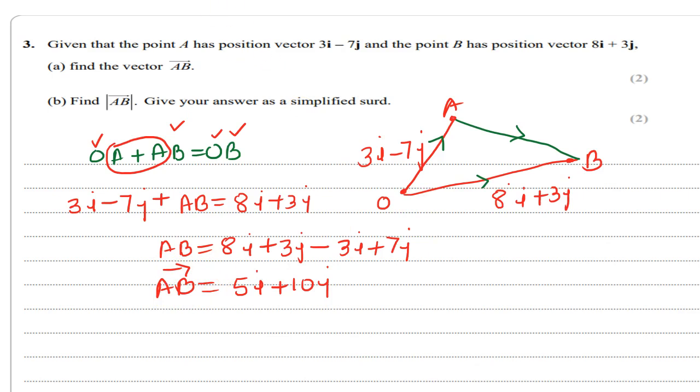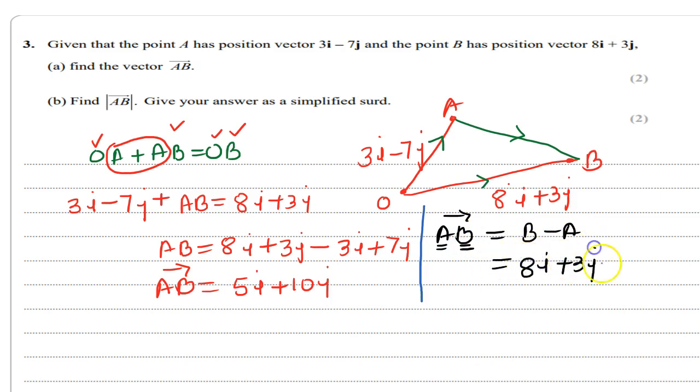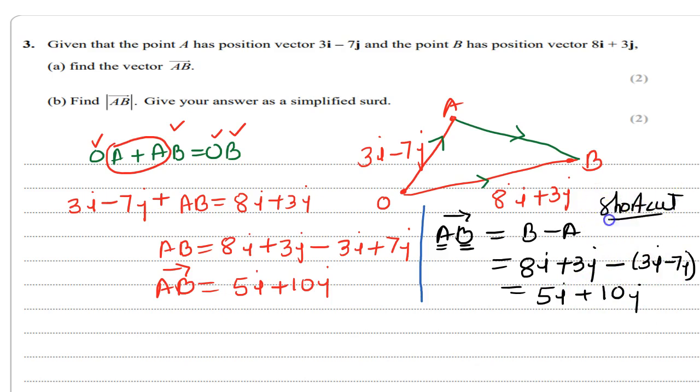In another way, you can do it like this as well. That is a shortcut. Just write down vector AB, and you do second minus first. The second is B, so B minus A. So B is 8i plus 3j minus 3i and minus 7j. 8i minus 3i is 5i, and 3j and minus minus becomes plus, that is 10j. So this is a shortcut. If you want, you can apply this if it is a 1 mark or 2 marks question.